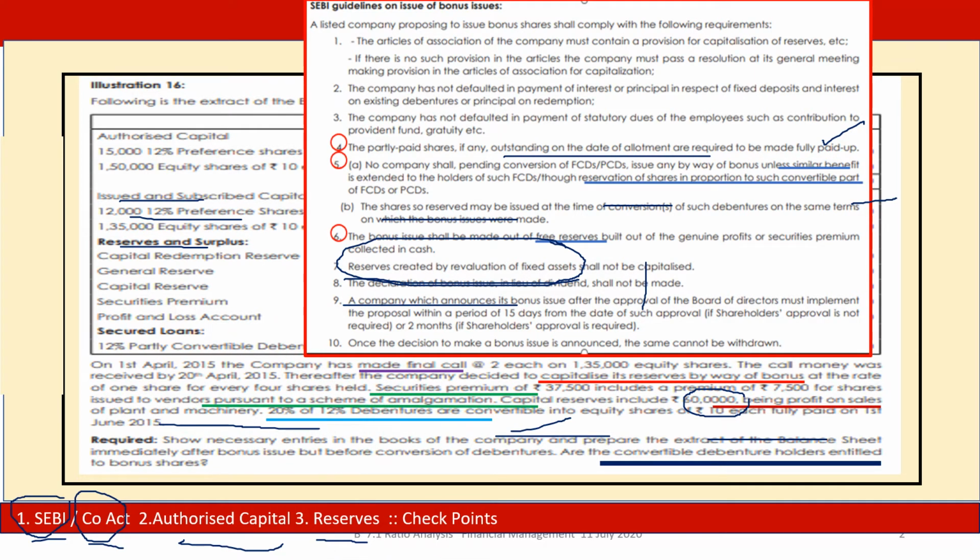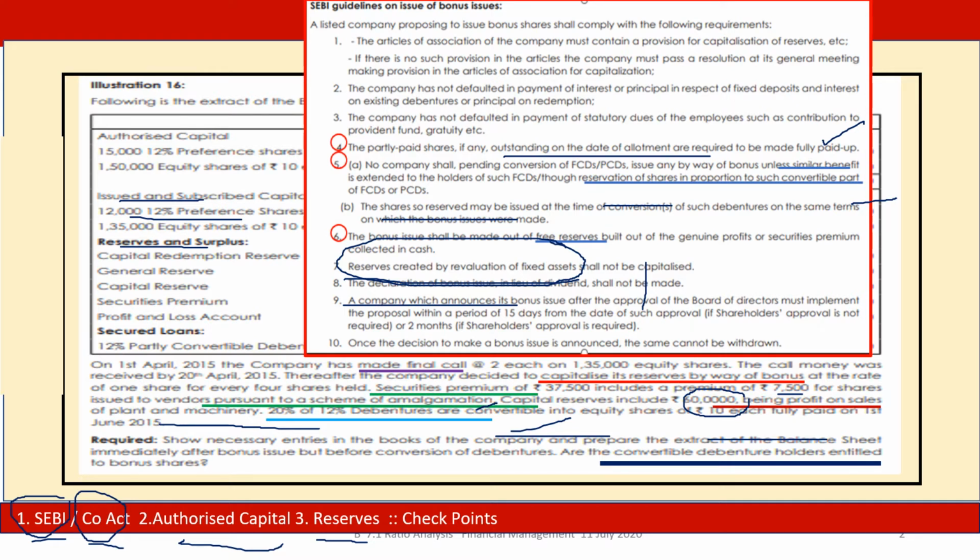Second, 37,500 includes a premium of 7,500 for shares issued to vendors under a scheme of amalgamation. Means it is for consideration other than cash. It is not realized in cash. For that, what does SEBI say? SEBI also talks about it along with one more.